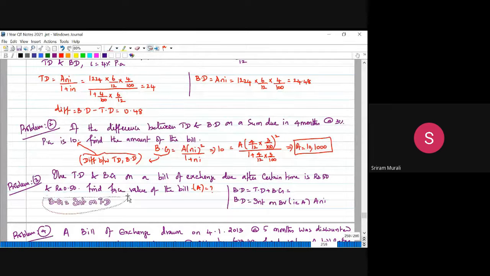Banker's gain is equal to interest on true discount, which I told just now. So 0.50 is equal to 50 into N into I. So N into I will be equal to 0.01.